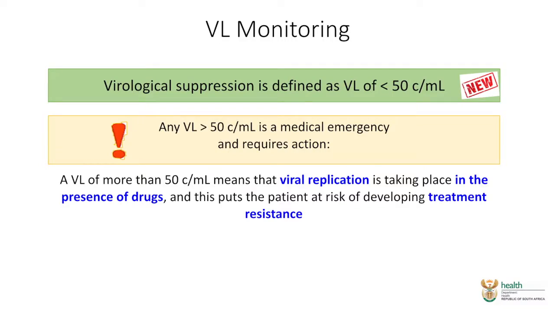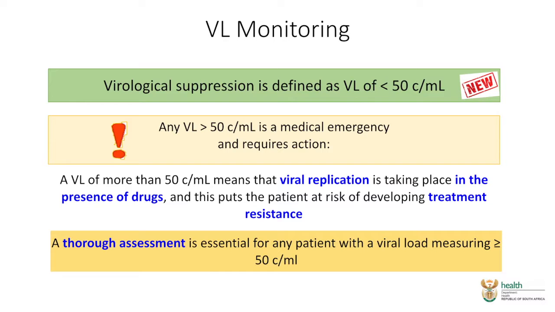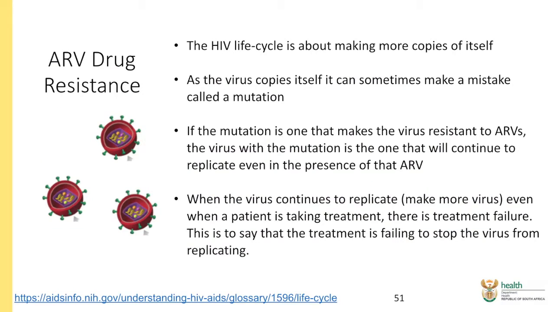A viral load more than 50 means that viral replication is taking place. And if there are drugs on board, that means the patient can develop resistance. So we need to do a thorough assessment and manage them appropriately. So let's just understand a little bit about HIV resistance. HIV, its sole purpose in life is to replicate. It enters your body, enters the CD4 cell, and replicates. Releases a whole bunch of new little baby HIV viruses.